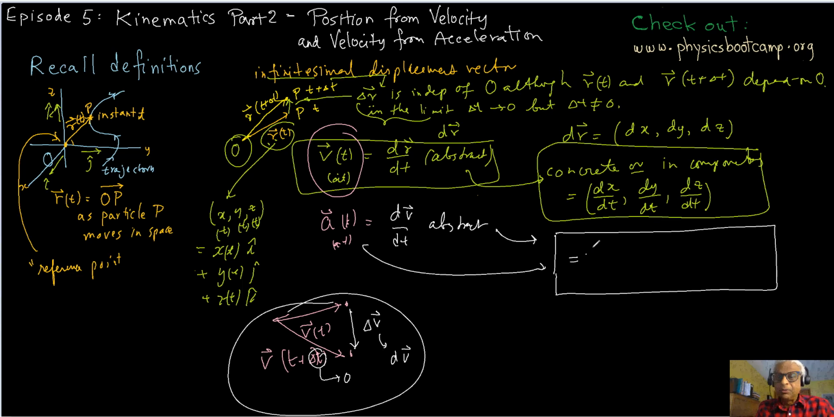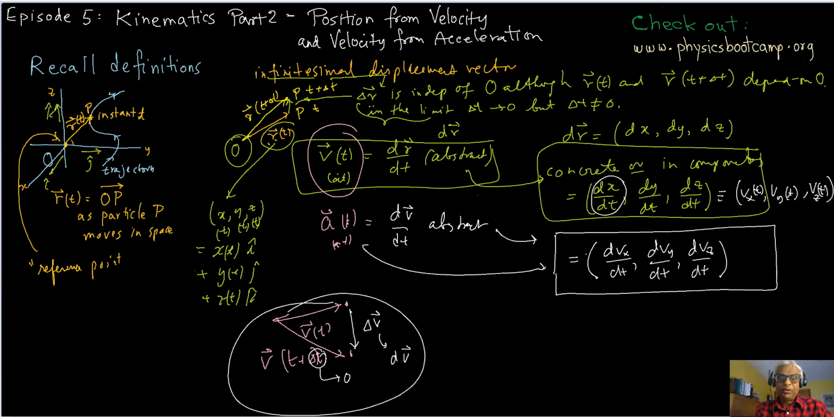The acceleration will be equal to the x component. The way we write it down is v sub x, a function of time at time t, and this is v sub y at time t, and this is v sub z at time t. These are functions of time, and sometimes we just suppress t. So the acceleration is dvx dt, dvy dt, dvz dt. Okay, so this is abstract and this is very concrete.